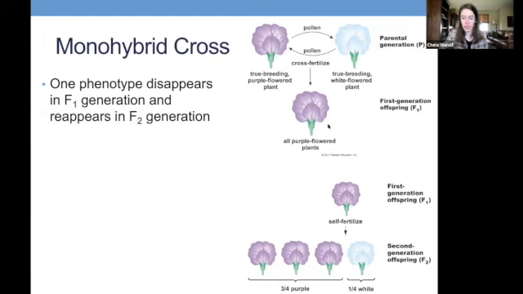heterozygotes in this F1 generation, every single time you do a cross like that, you will get 75% of the dominant trait and 25% of the recessive trait.